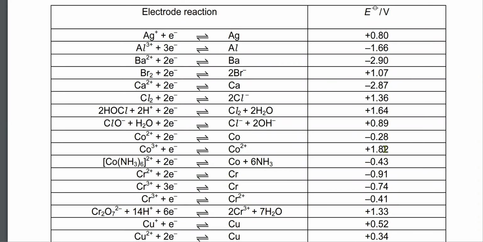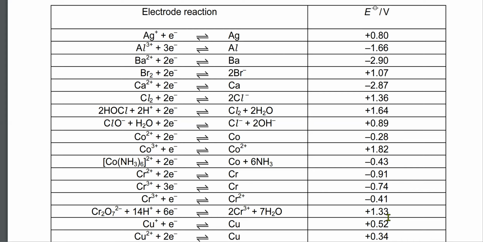So cobalt is 1.82. That means it's a very high potential. That means it likes to really gain electrons. Copper, on the other hand, is a relatively low potential. It likes to lose. So in the comparison, 1.82 versus 0.52, 1.82 would be the higher potential and 0.52 would be the lower potential. Higher potential gains electrons, lower potential loses electrons.